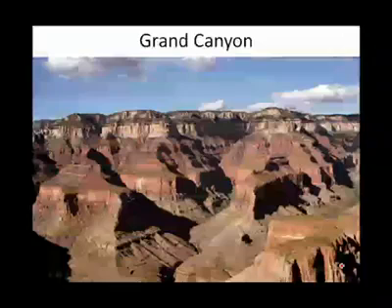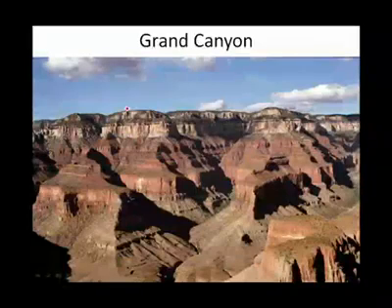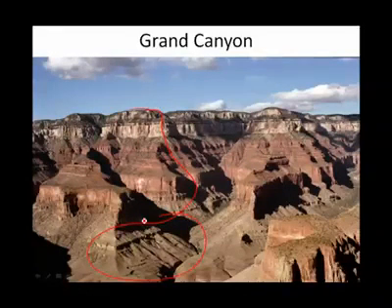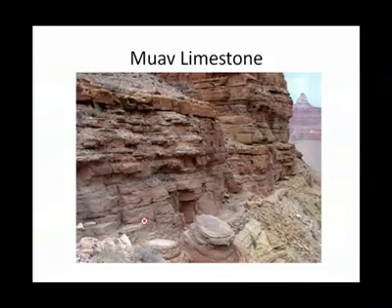Well, let's go to the Grand Canyon, shall we? We'll start up here on the Kaibab Plateau and hike all the way down to this area here called the Tonto Group. The Tonto Group contains 3 different rock layers that were formed one after the other without erosion in between. The first one we're going to encounter is the Moab limestone.